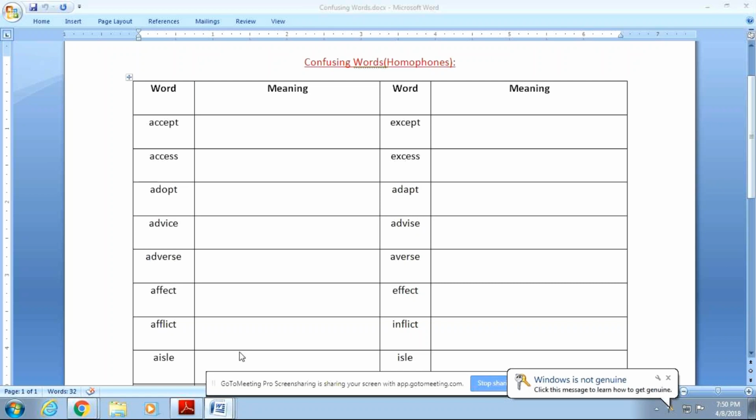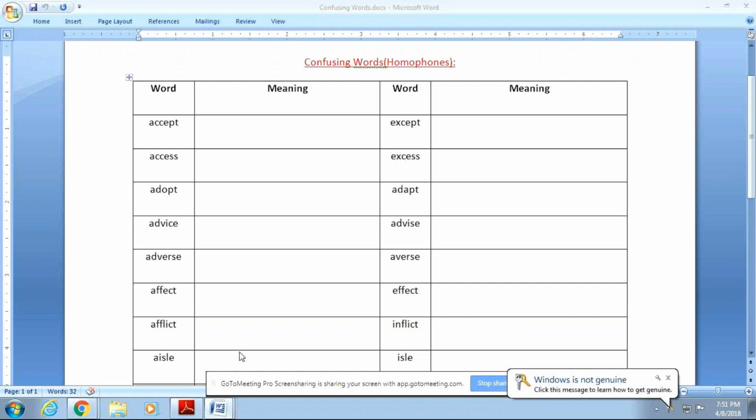And the next word is advice and advise. One, ADVICE, is a recommendation. And ADVISE is to give a recommendation. Both are the same, but one is a noun and one is a verb. For example, ADVICE, that's a noun actually. Make note of this sentence. Take my advice.